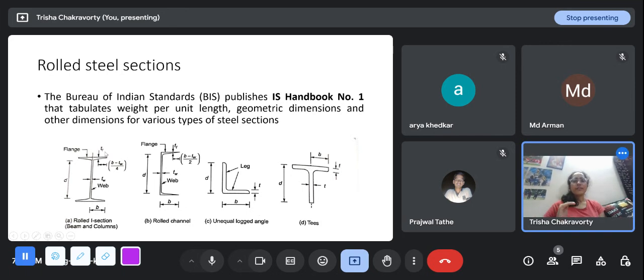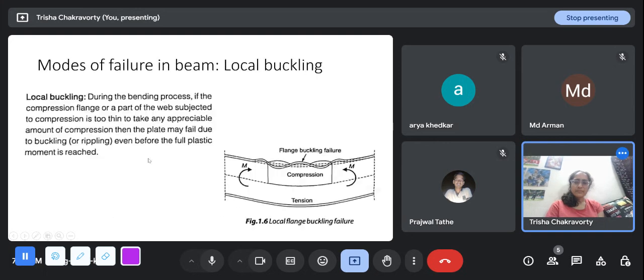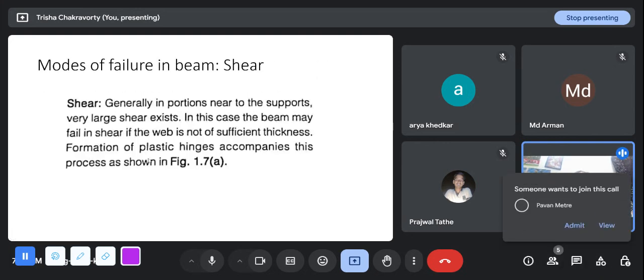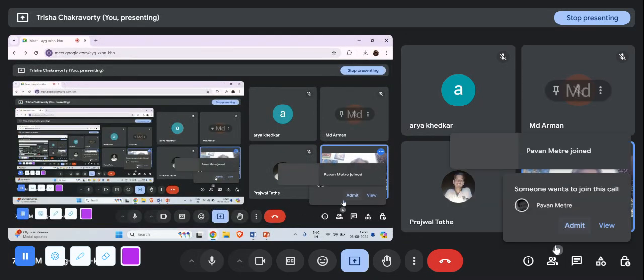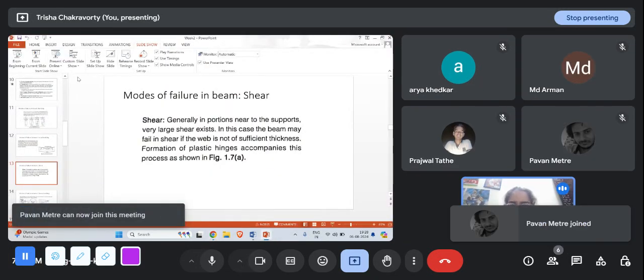So we can roughly say that we want the flanges to take the bending moment developed, and we want the web to withstand the shear. Similarly for this channel, we want these two flanges to withstand the bending moment and this web to take the shear. So shear failure tends to happen when the web is not sufficiently thick, and bending failure tends to happen when the flange is not well designed enough.